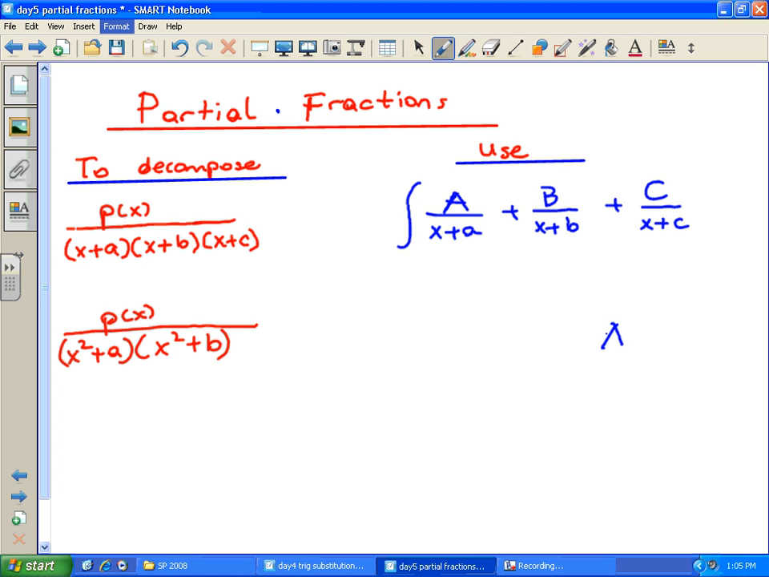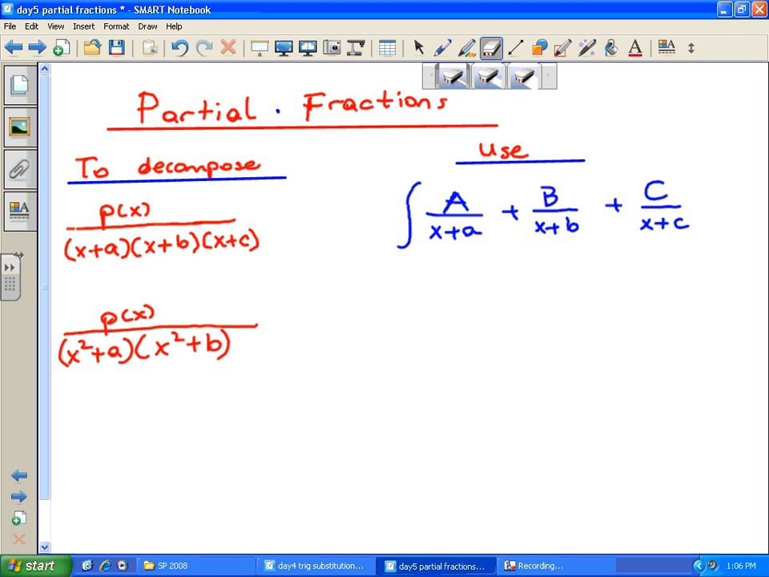A is just a constant. You would have A times ln of x plus a, right? Because you're integrating 1 over x plus a dx. And how about the second one? It's going to be B times ln of x plus b. The other one, C times ln of x plus c. So it's much easier to integrate each and every one of these fractions.